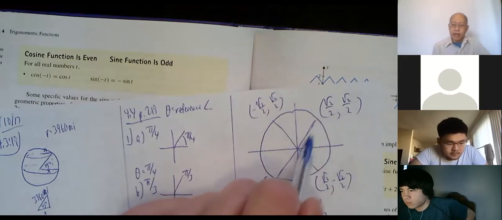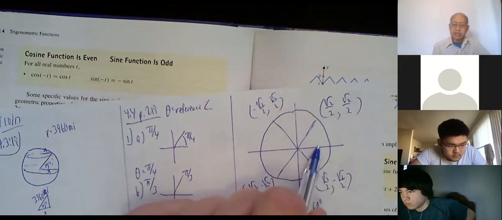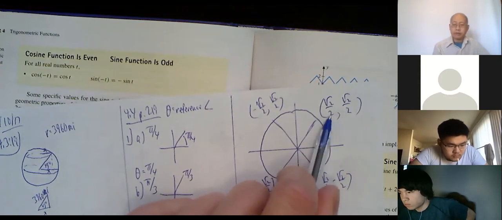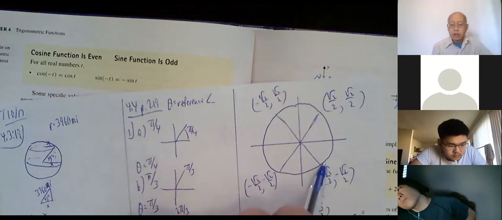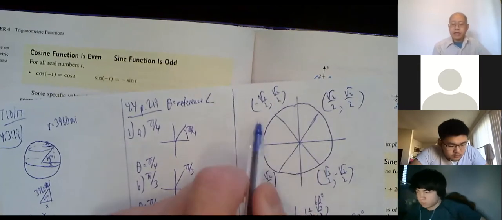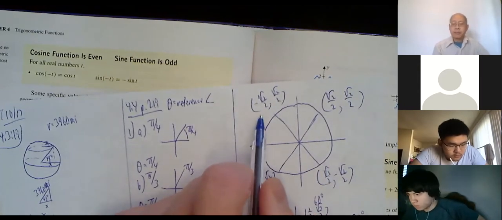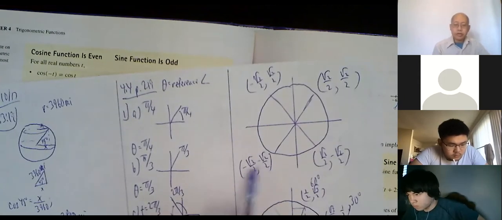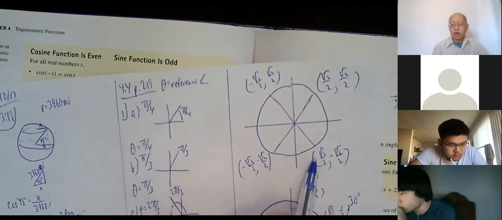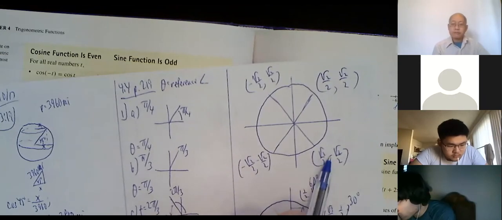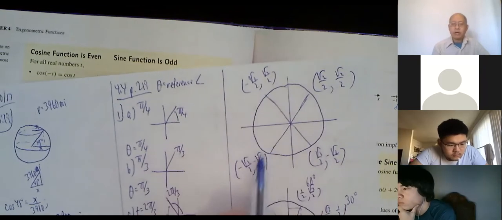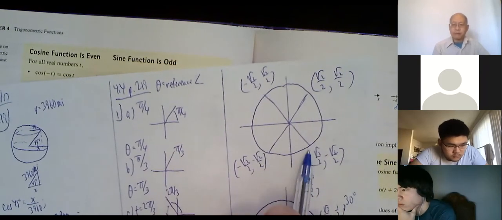You put a 45-degree angle here, make it an isosceles right triangle, and you can prove that both of these are radical 2 over 2. And these are also radical 2 over 2, except in the second quadrant, x is negative, y is positive. Third quadrant, both x and y are negative. Fourth quadrant, x is positive, y is negative. So this is pi over 4, 3 pi over 4, 5 pi over 4, 7 pi over 4.